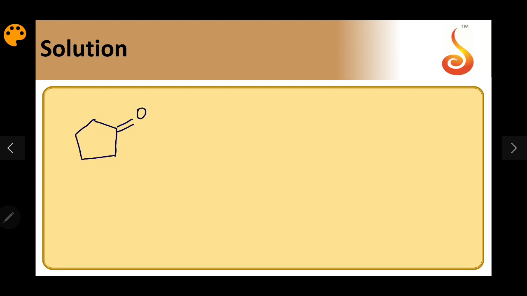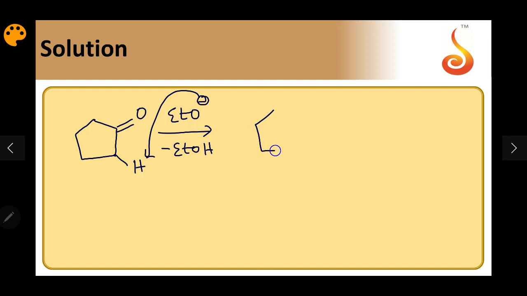We know alpha hydrogens are acidic. So if I react this with EtO minus, it loses EtOH. This is the alpha hydrogen, let us say. So this is going to be abstracted. So what do I get? A corresponding carbanion, which is stabilized by resonance through the enolate.